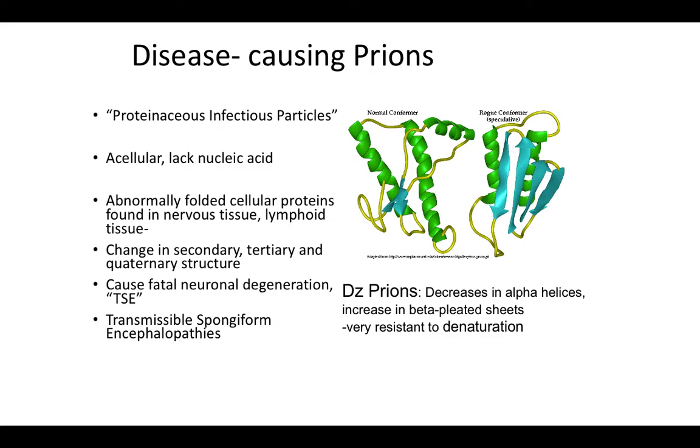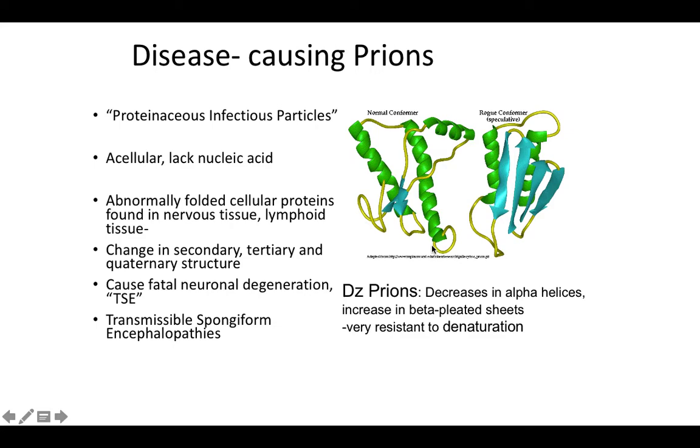So disease-causing prions, these are abnormally folded cellular proteins. It's supposed to stand for proteinaceous infectious particles. They're acellular. They lack nucleic acid. Again, they're abnormally folded. So you guys remember that if you look at a normal cellular prion and compare it to the misfolded disease-causing prion, the primary level protein structure, the specific amino acid sequence, would be the same, but secondary structure, tertiary structure, and quaternary structure are going to differ, right?